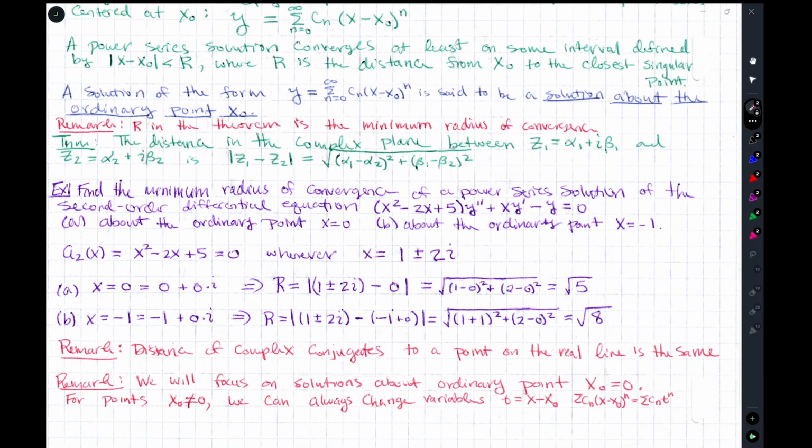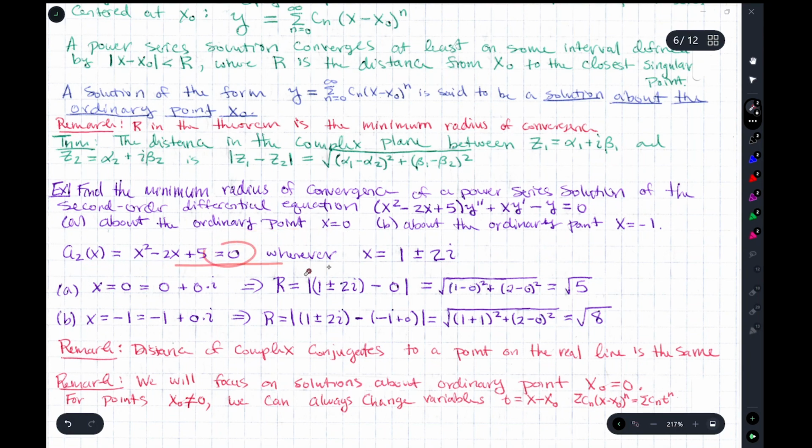So let's see that theorem in action. Find the minimum radius of convergence of a power series solution to the second order differential equation that you see here about these two ordinary points. The first one is x equals 0. And by the way, we're going to be focusing on the ordinary point x equals 0. So this is very important.